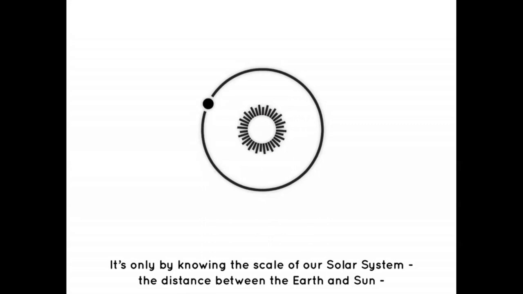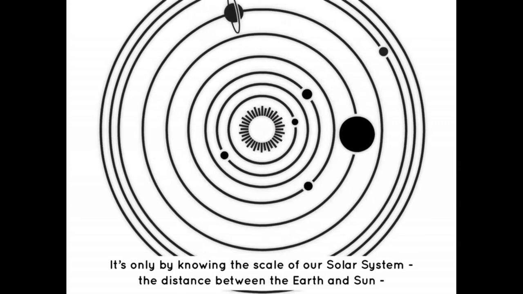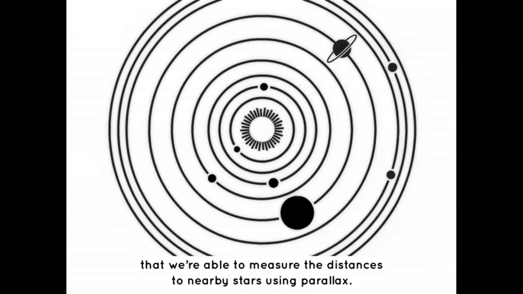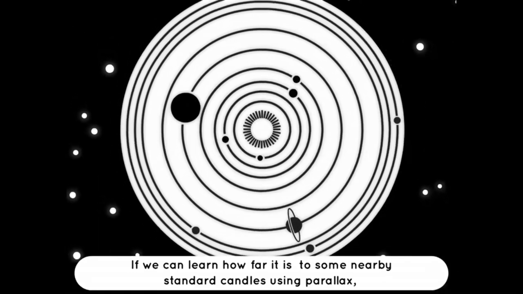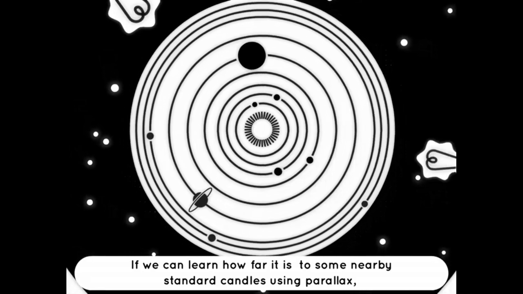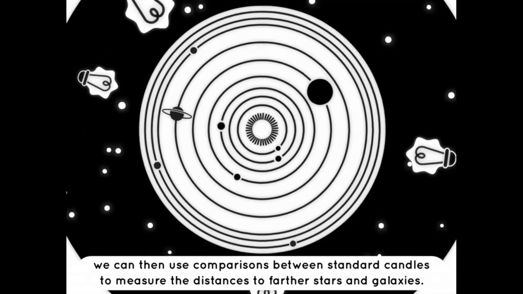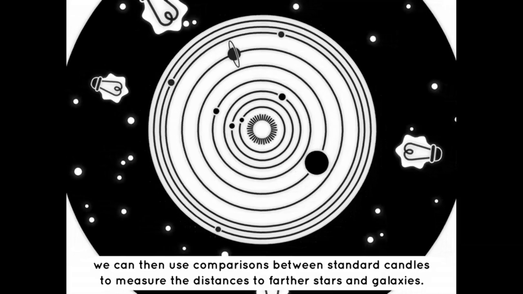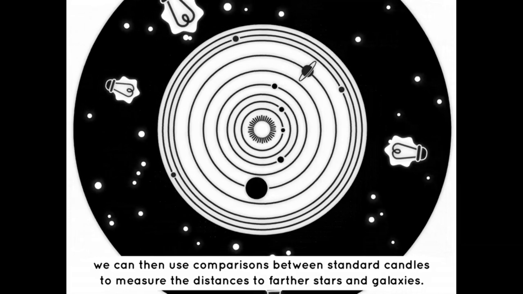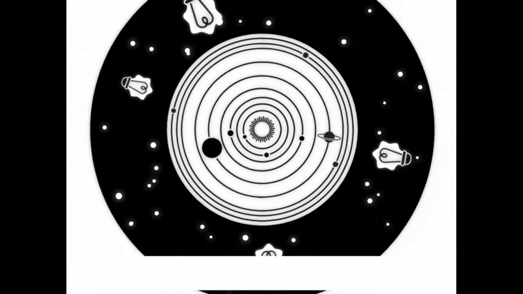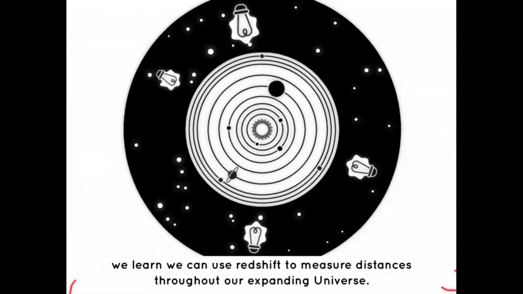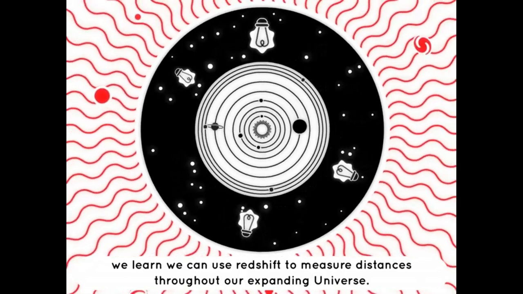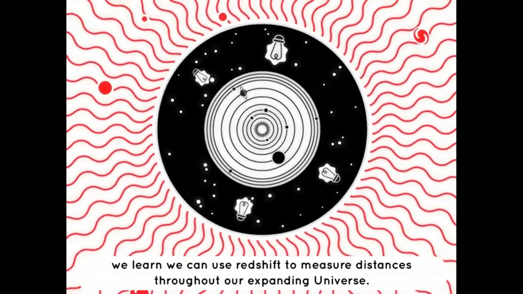It's only by knowing the scale of our solar system, the distance between the Earth and the Sun, that we're able to measure the distances to nearby stars using parallax. If we can learn how far it is to some nearby standard candles using parallax, we can then use comparison between standard candles to measure the distances to farther stars and galaxies. Finally, by studying the motions of galaxies with standard candles, we learn we can use redshift to measure distances throughout our expanding universe.